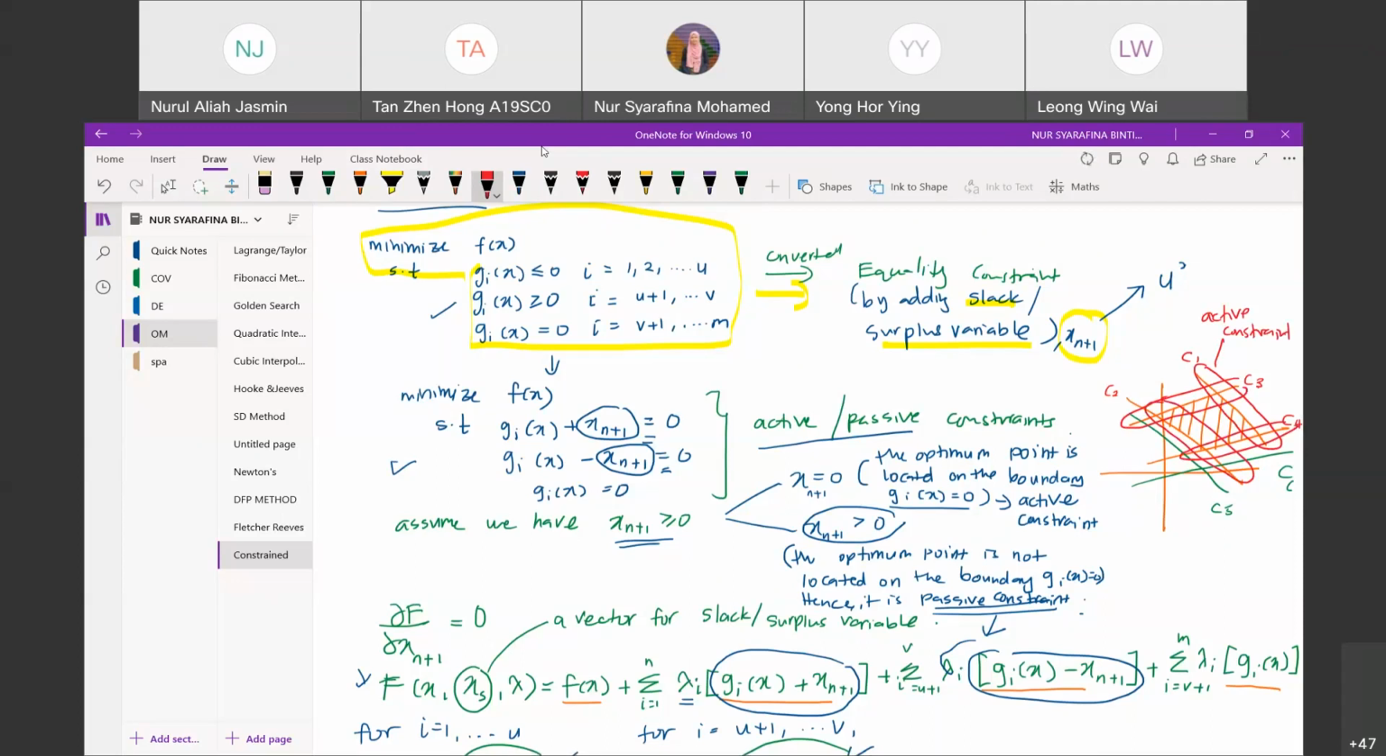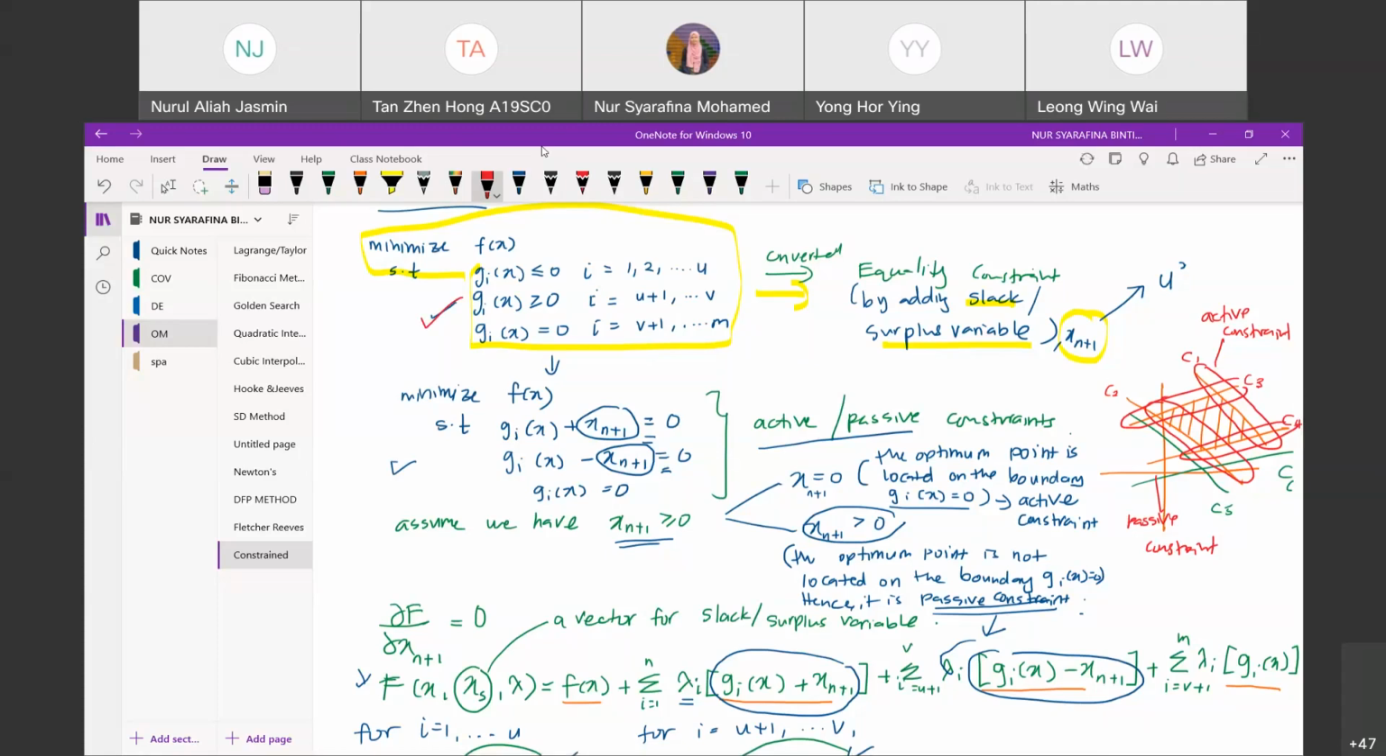All right. And then for those who don't touch the region, we call it a passive constraint. So this is the difference between active and passive. Okay. So we have the general form of inequality. We are going to solve this by changing to equality by adding or subtracting the surplus.